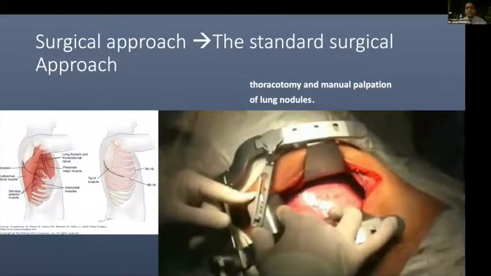So now we decide, okay, what to do if they say it's not amenable for bronchoscopy biopsy or not amenable for CT guided biopsy. What's our next option? Those days, or even now, some people still do the standard surgical approach where we do a thoracotomy for the patient. And then with the CT scan guidance, we manually palpate and identify where the lung nodule is, and we resect it.